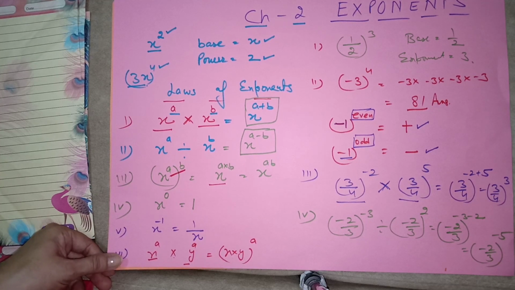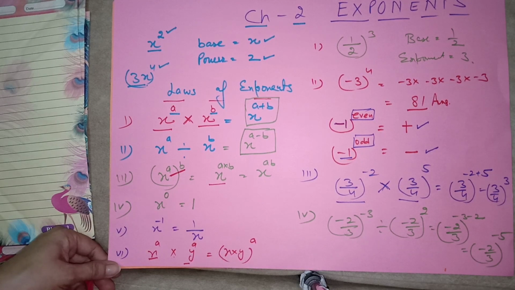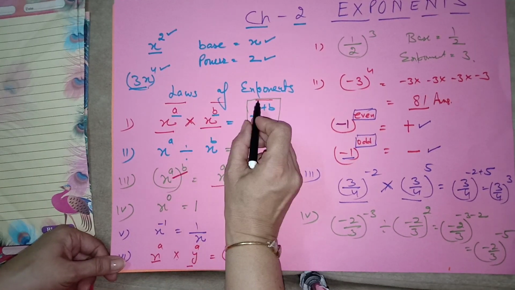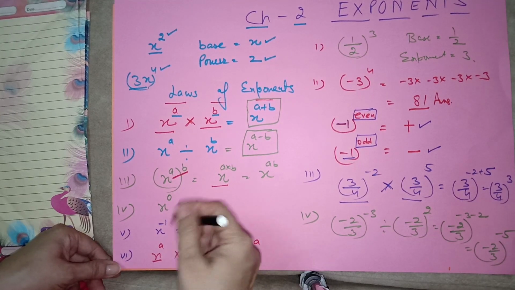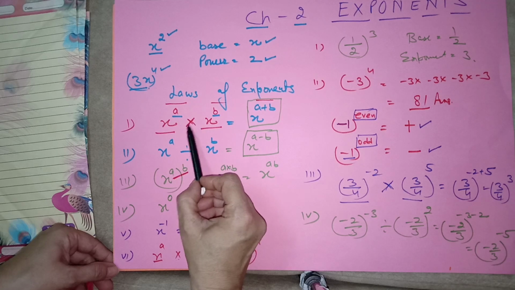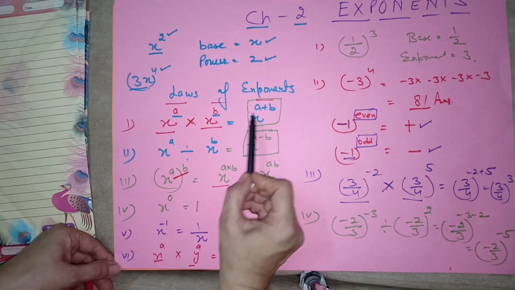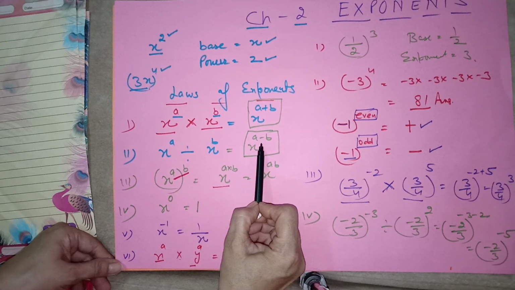As we know, in the last video we did Chapter 2, Exponents. We had done the laws of exponents. I am giving a quick recap of all this. When bases are equal and there is a multiplication sign, the powers will be added. When bases are equal and there is division, the powers will be subtracted.